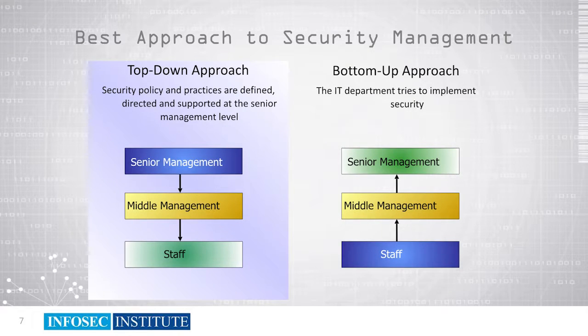With a bottom-up approach, the IT department attempts to implement security from a bottom-up approach, forcing it upon middle management and then onto the senior management. This model is very rarely successful because the staff members who are attempting to implement security controls are not receiving adequate assistance from their upper-level management. They may not receive adequate funding or staffing in order to complete their objectives.